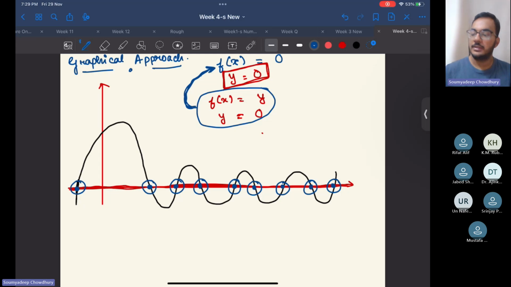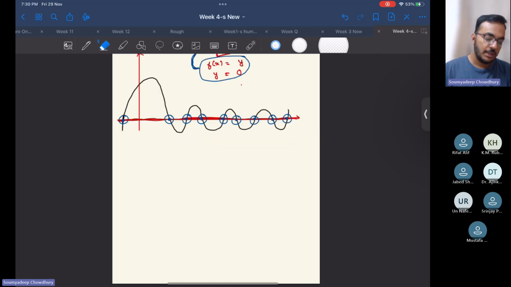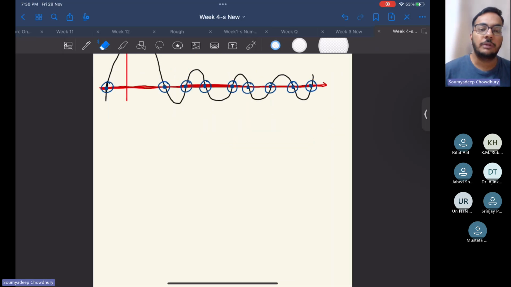So again, there's a disadvantage with this graphical approach. Every time it is not possible to plot the graph of any random equation. It is obviously possible, but it will be a cumbersome process. So instead of that, if we have a more intuitive and more mathematical technique, that will be better for you, right? Okay.